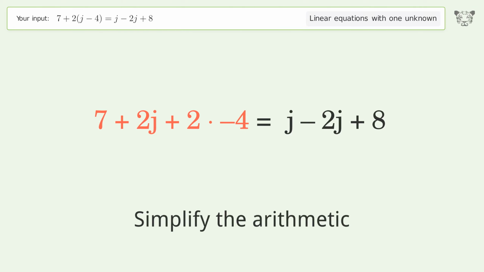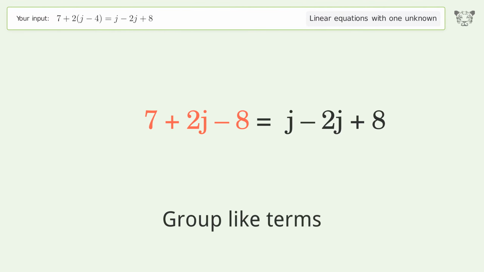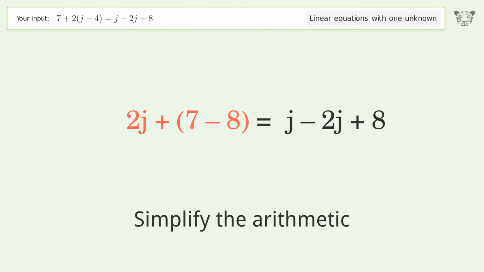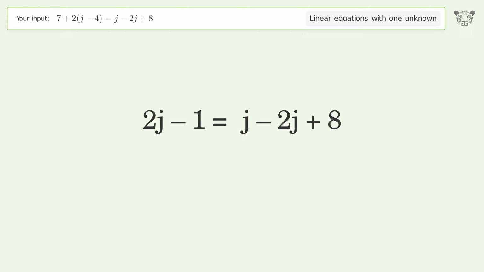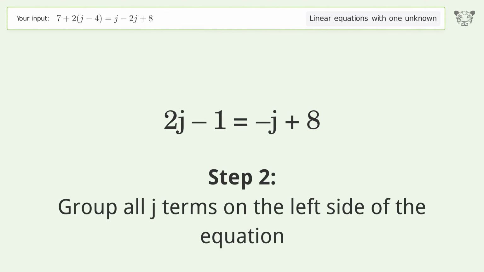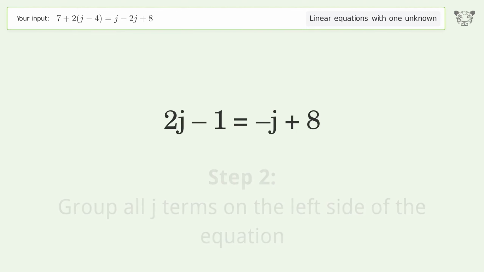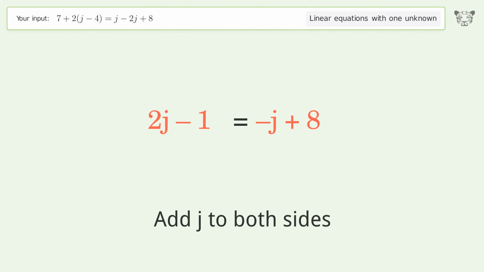Simplify the arithmetic. Group like terms. Simplify the arithmetic. Group all j terms on the left side of the equation. Add j to both sides.